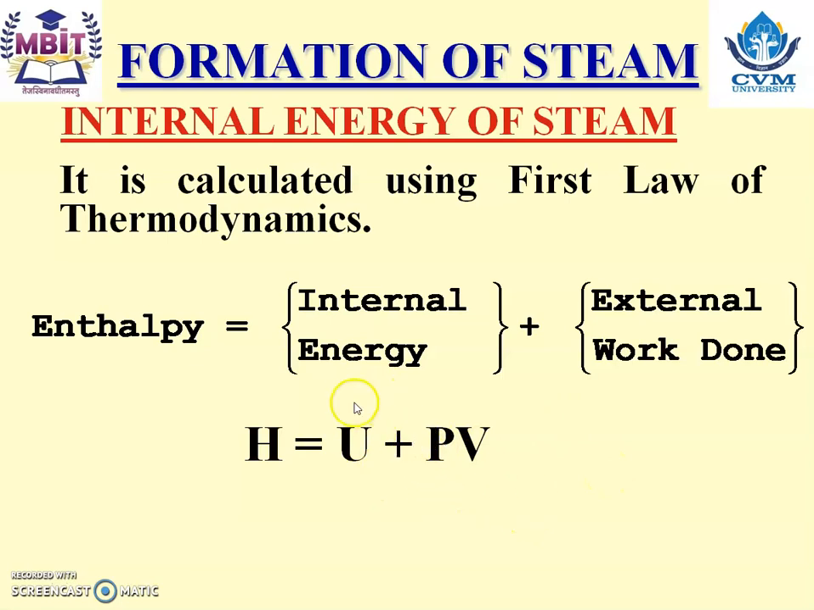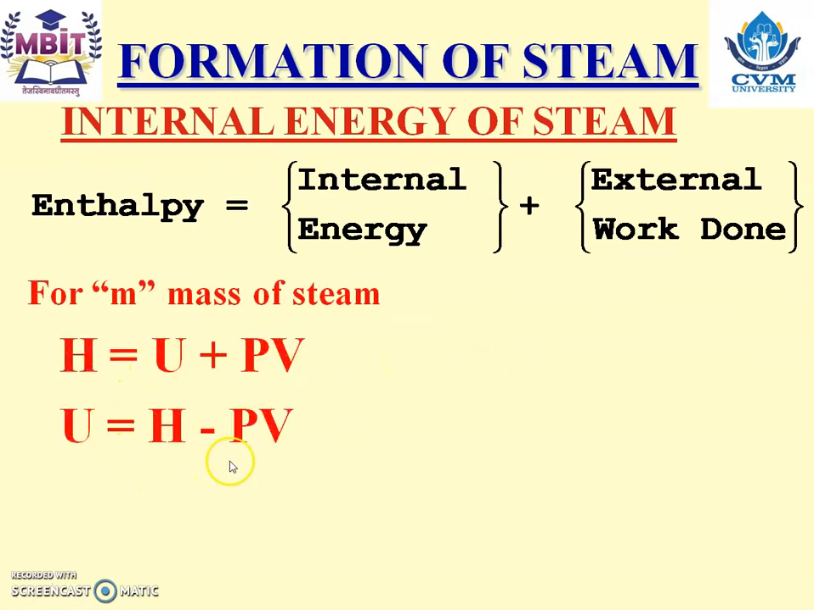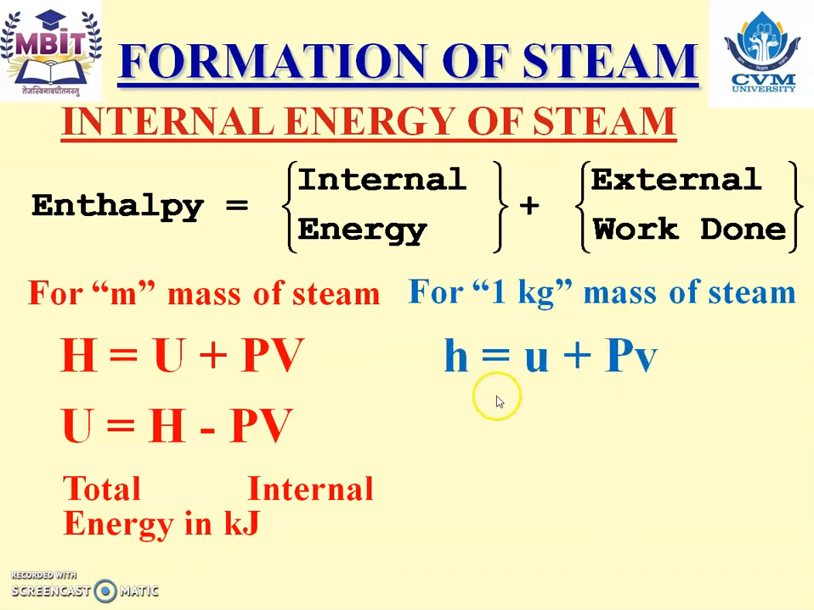Clear? And what do we want to calculate? U. So what is U? For M mass, H is equal to U plus PV. So U is equal to H minus PV. So that is the total internal energy in kilojoule. Capital U gives us for M mass, that is in kilojoule. But if we go for mass equal to 1 kilogram, then small h is equal to U plus PV. Small h means specific enthalpy, small u means specific internal energy, and small v means specific volume.